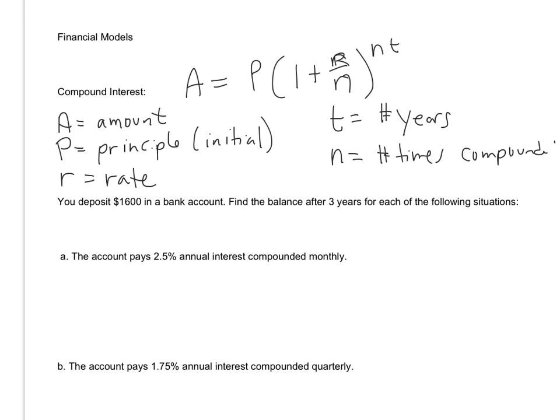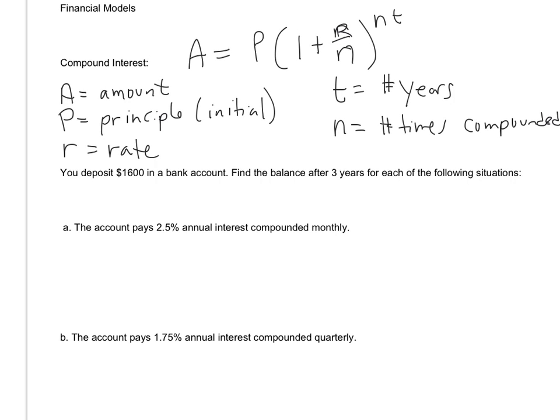So if you make interest, say, every month, then n would be 12. If you make interest every year, n would be 1. If you make interest every day, n would be 365. So it's basically how often you make interest. Now most of this you can just plug into a calculator and figure out what it is.